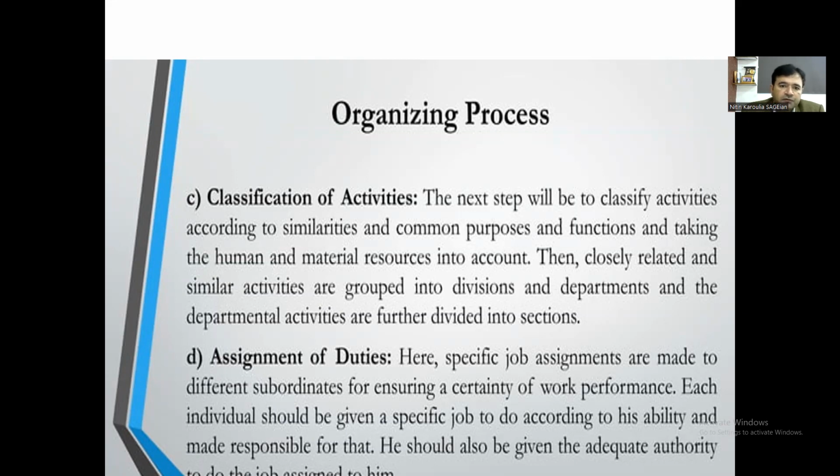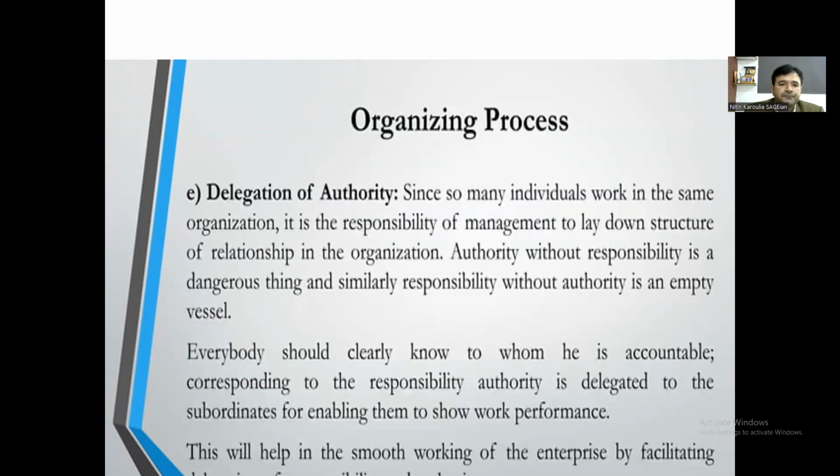Then comes the assignment of duties. When the activities are classified or categorized, then comes the assignment of duties. Here, in this step, specific job assignments are made to different subordinates for ensuring a certainty of work performance. Each individual should be given a specific job to do according to his ability and made responsible for that. He should also be given the adequate authority to do the job assigned to him.